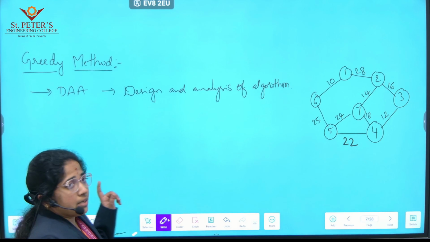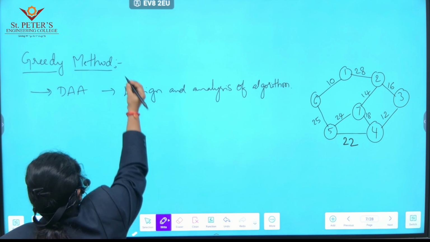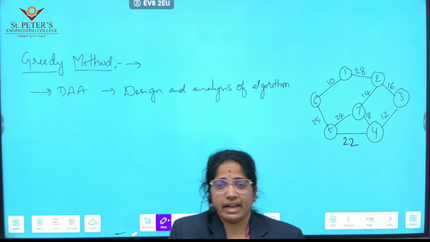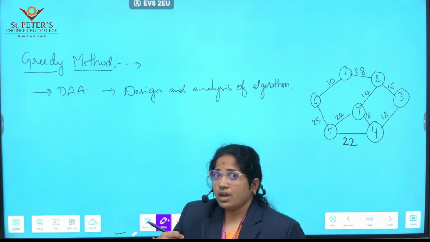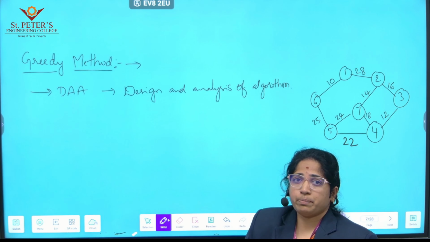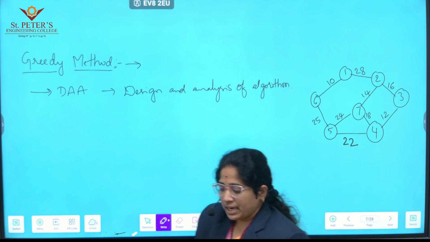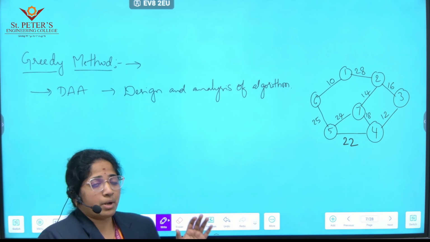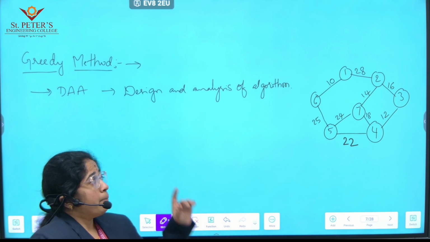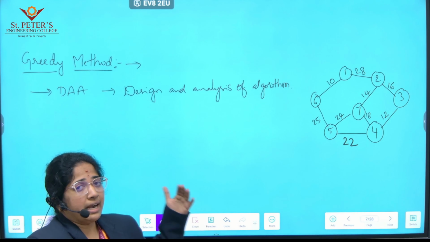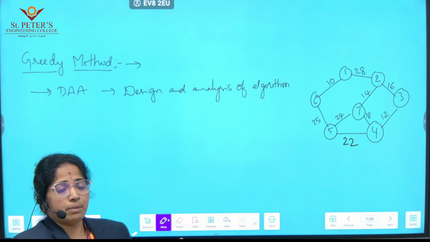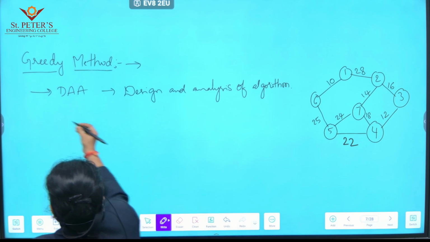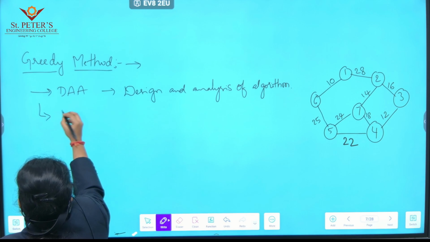What is the greedy method? The greedy method is used to solve optimization problems. At each and every step it will choose the best option, but it won't think about the further steps or the future, whether we are getting the optimal solution or not. From the very start, at each and every step, we are picking the best solution we find. By using the greedy method, we have 4 applications.